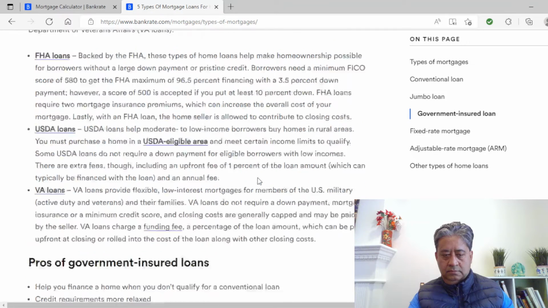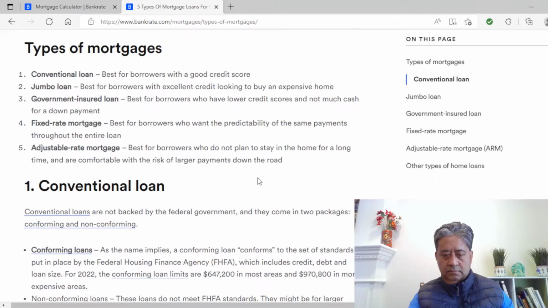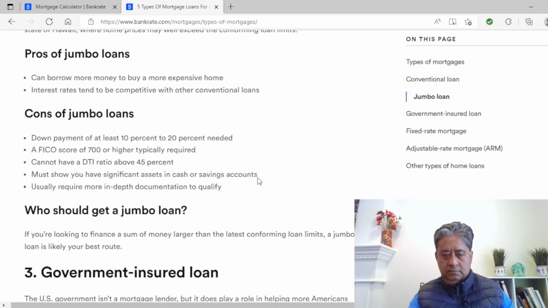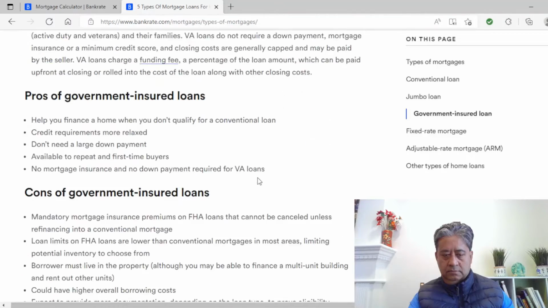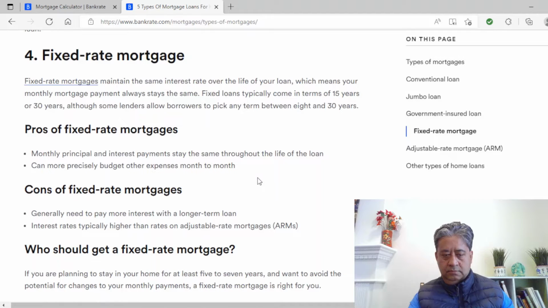The other type of loan is the fixed rate mortgage. Fixed rate mortgages are the ones where you know how long you're going to be paying the mortgage and what the interest rate is. Say, for example, I'm going to get this mortgage for 15 years or 20 years or 30 years, with a set interest rate.